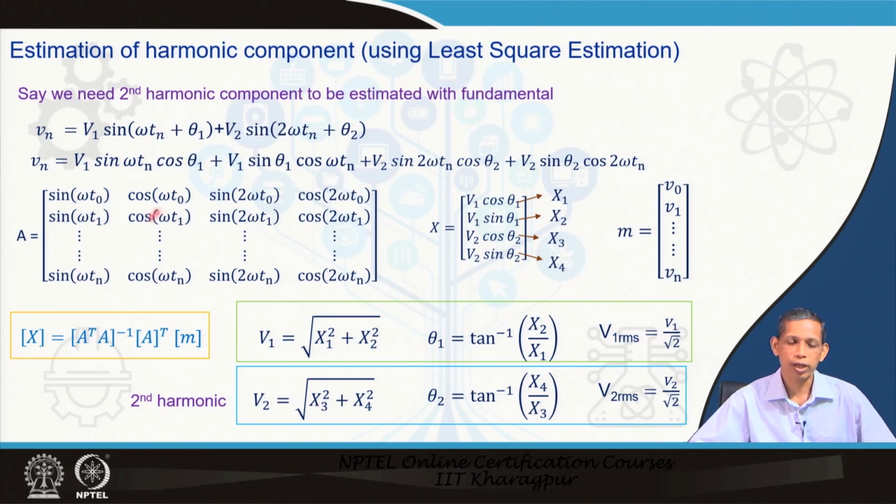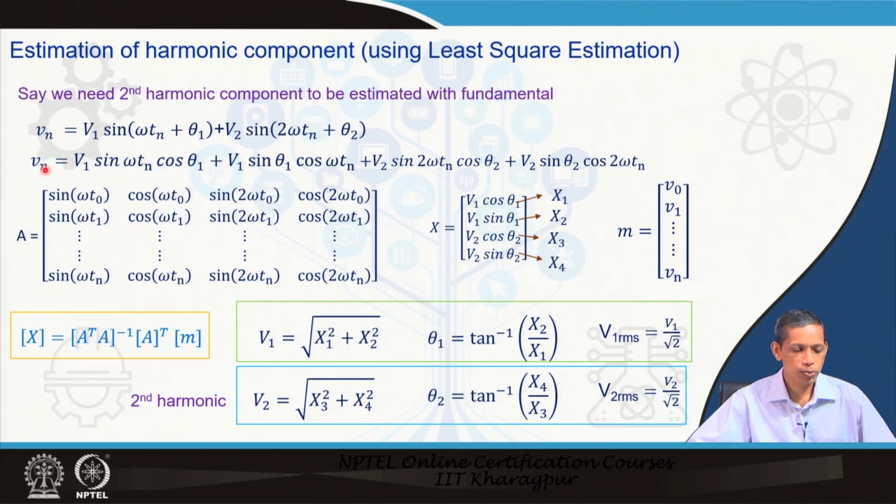Now, see here how we can do this in the least square formulation perspective. We say that we need the second harmonic component to be estimated here, in addition to the fundamental. So, we will formulate the signal V, the fault signal received by the relay, in terms of 2 components, fundamental and second harmonic component. So, V1 and theta1 and V2 and theta2 are the 4 unknowns for the fundamental and the second harmonic component.